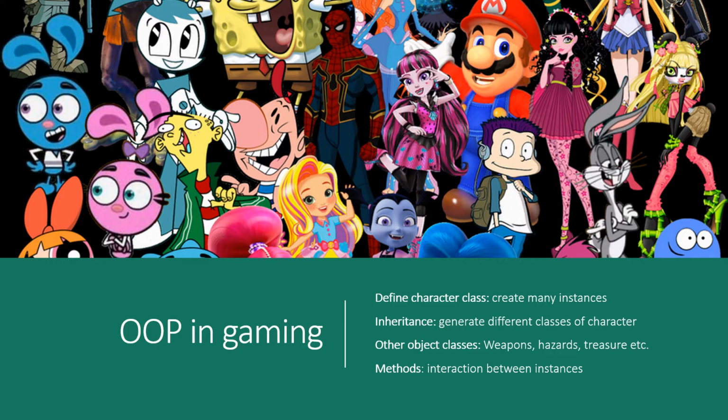And then of course lots of other kinds of objects that occur in games: weapons, hazards, treasure, in Grand Theft Auto, cars would be an object. And then we can create methods which allow the different instances of the various classes to interact with each other. Once all this has been set up, it becomes quite easy to generate multiple levels of a game, lots of different scenes within a game, just by combining the characters and the other classes of object which we've already defined.